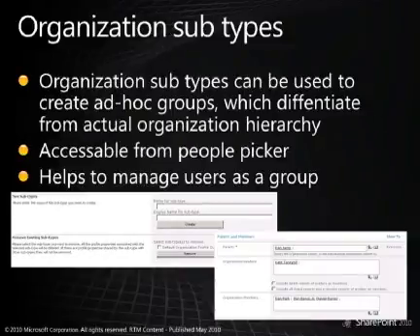Organization subtypes are a similar concept as the user subtypes and can be used to create ad hoc groups of people. Quite often, the official organization does not match, for example, the project organization, so organization subtypes can be used to define these virtual organization units. Organization subtypes are visible from the people picker, and they help to manage a group of users as one item.